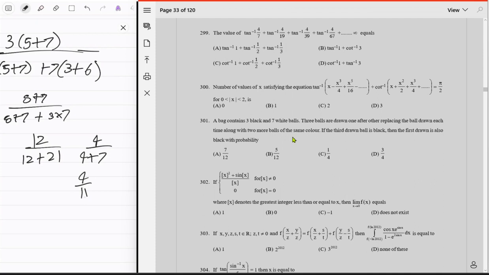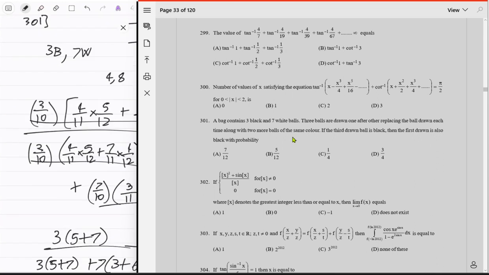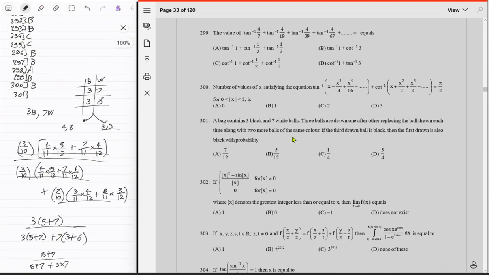So why is that not there? It should be 4/11, right? Did we do something wrong? No, we did it correctly. The third ball drawn is also black, and then the first being also black, what's the probability of that? This doesn't make any sense. Why is it 7 upon 12? That should not be the thing.